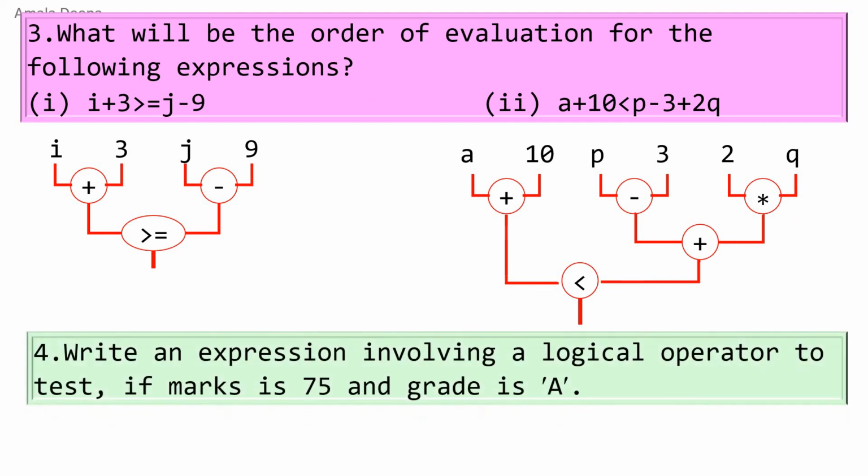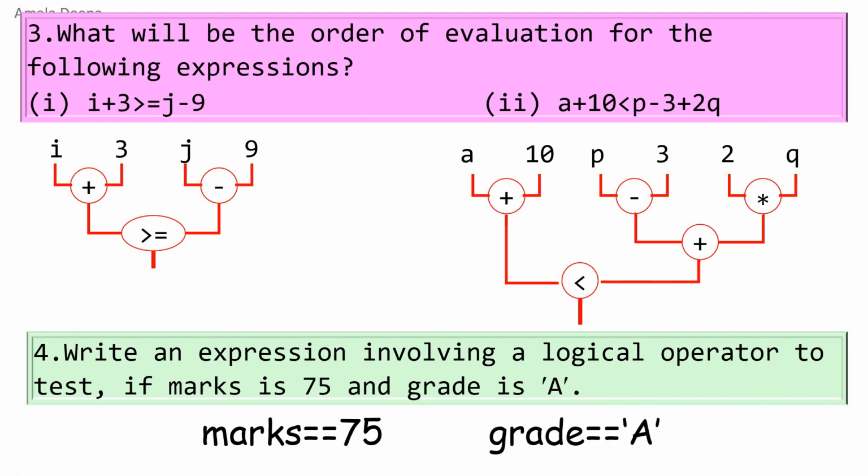The fourth question, write an expression involving a logical operator to test if marks is 75 and grade is A. Here you should interpret marks is 75 as marks is equal to 75, and you have to use the relational operator is equal to. Marks is equal to 75. In C++, the relational operator is equal to is written with a double equal to. Similarly, grade is A should be written as grade is equal to A using the relational operator is equal to. Marks is 75 and grade is A.